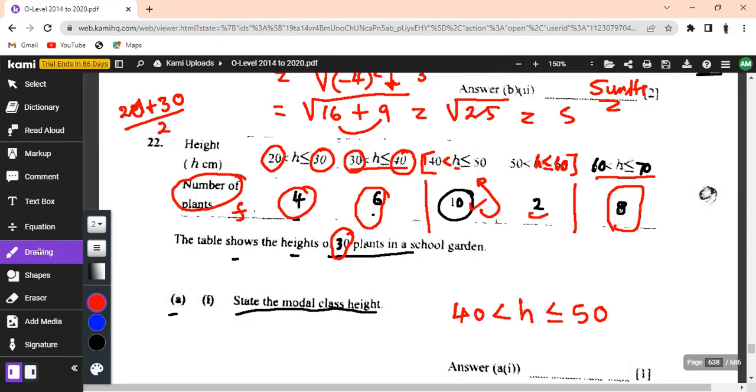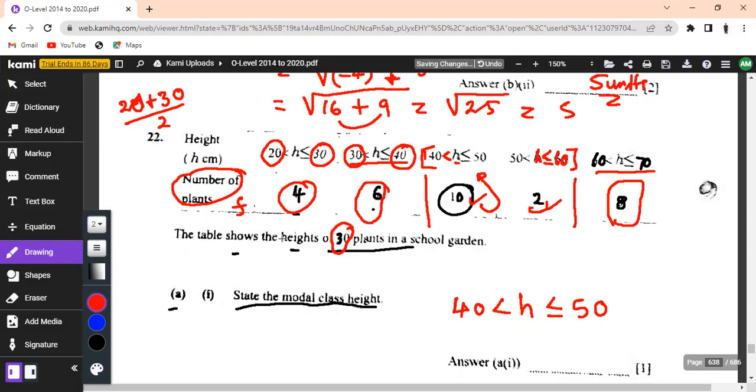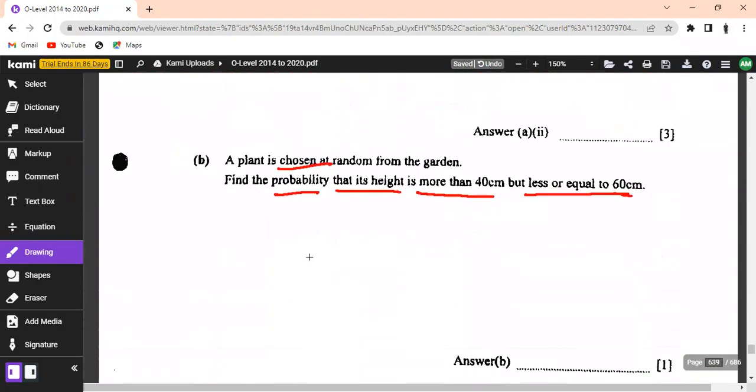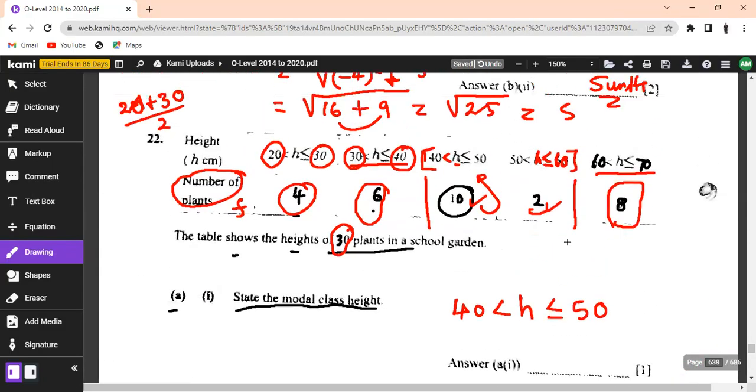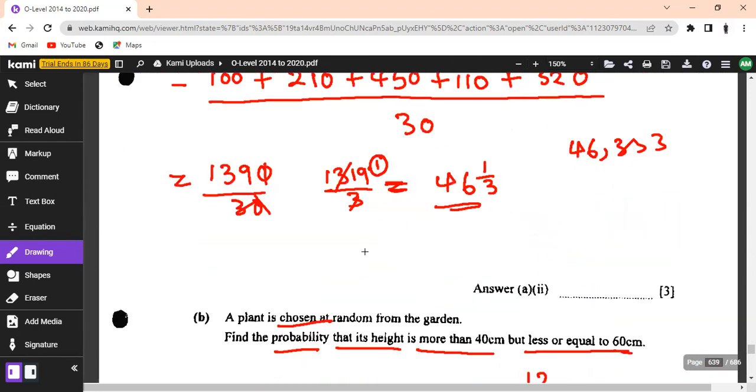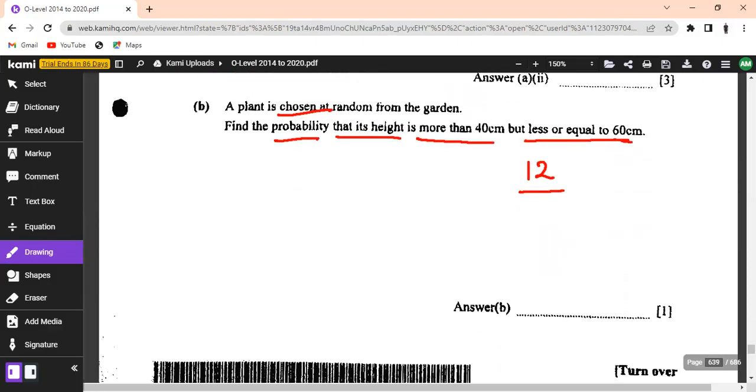So you've got this 10 and this 2. You combine 10 plus 2, which is 12. Those are the plants within that range. So that's your probability: the number of plants in the range, which is 12, over the total. How many plants do we have? We have 30 plants, so we divide by 30. That was it, guys, and you can reduce this by 6. 6 into 12 is 2, and 6 into 30 is 5.